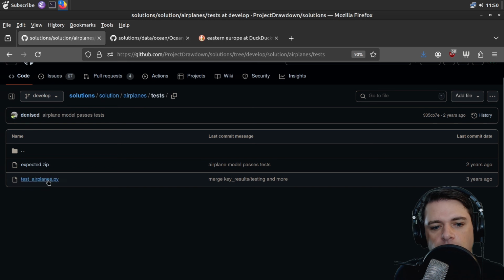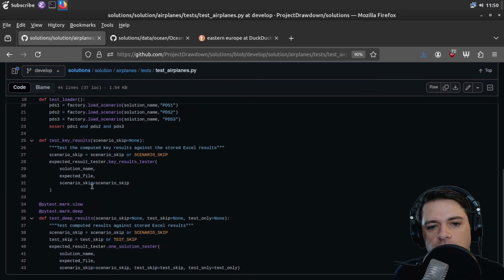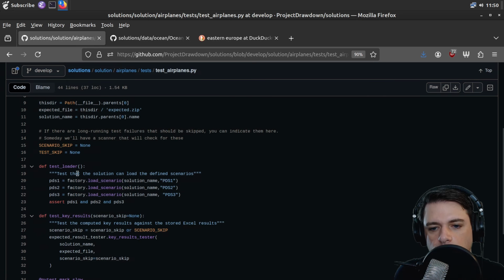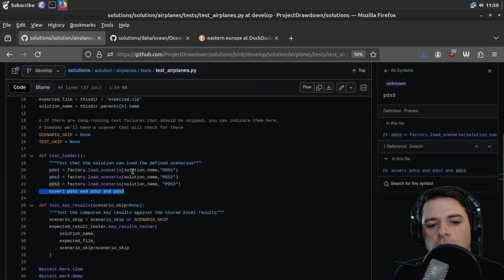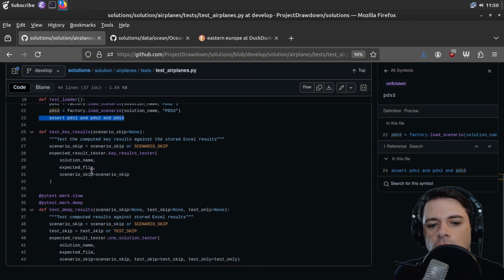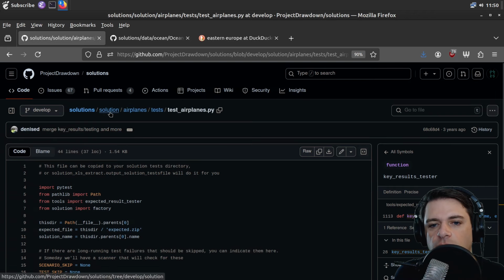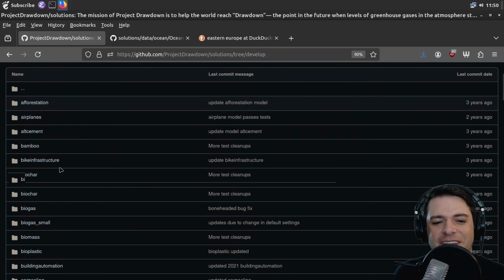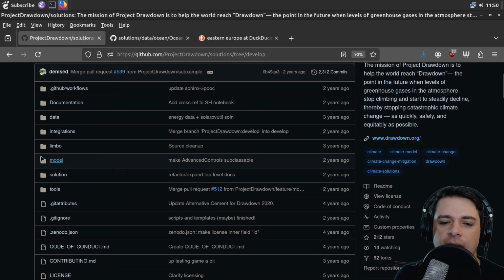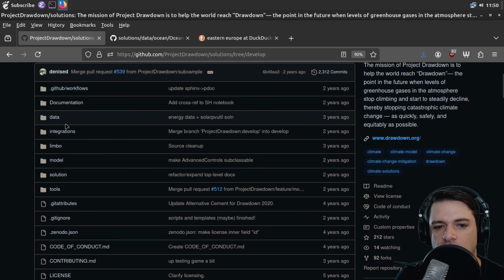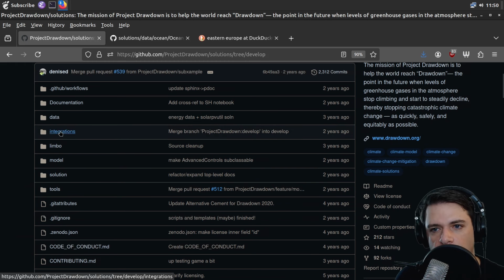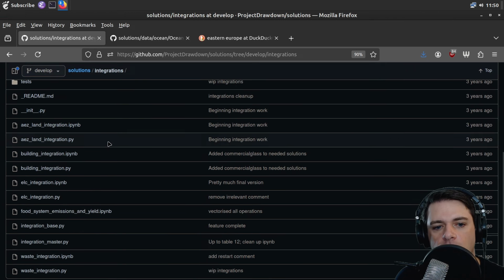In tests, we can test airplanes. We're going to load solutions, and we're asserting that we can load them. This is more loading and testing, I guess. Key results tester. Okay, so I have no idea really what is going on in this repo. This seems to be mostly data. They've made some projections, and they're keeping track of some data, and they're making it available. And GitHub is doing the hosting.